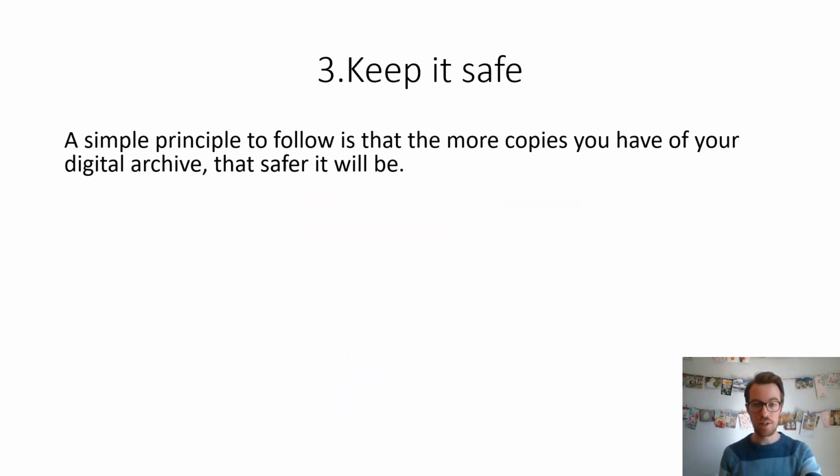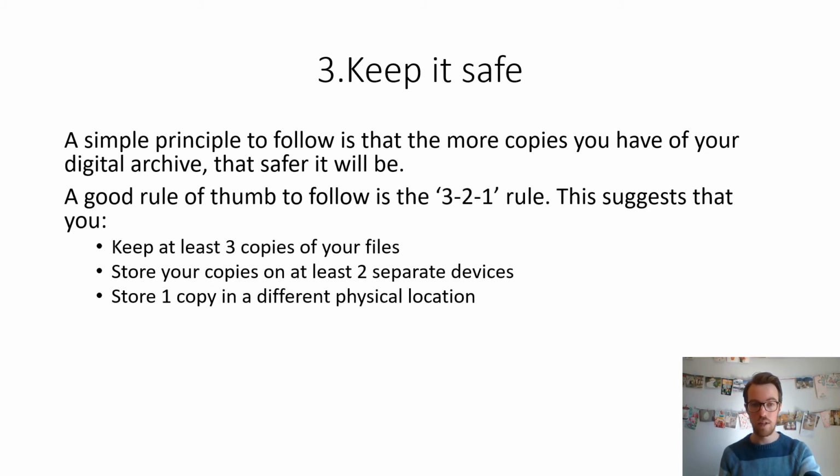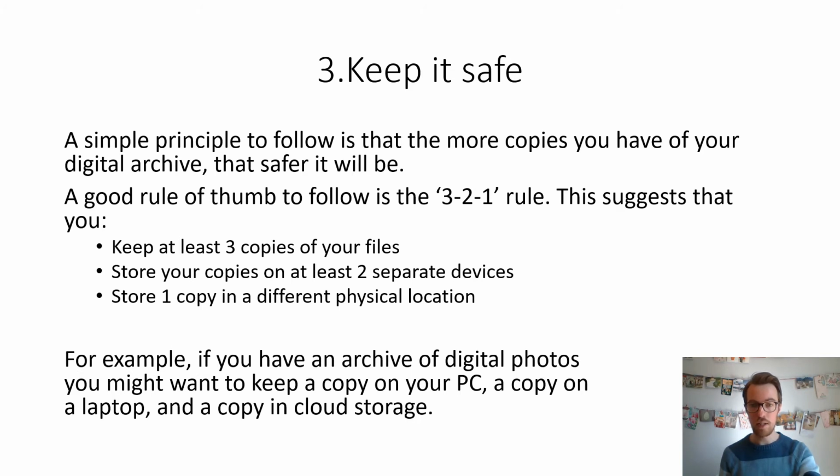In terms of keeping your digital content safe, a good rule of thumb is that the more copies you have, the less likely you are to lose your content. A good rule of thumb to follow is what we call the 3-2-1 rule. That suggests that you keep at least 3 copies of your files, you have 2 copies on at least 2 separate kinds of devices, and you have 1 copy that's stored in a completely different physical location. So in practice, that might look like an archive of digital photographs that maybe you keep a copy in your PC, a copy in your laptop, and a copy in cloud storage. The copy in cloud storage therefore being stored in a different physical location.